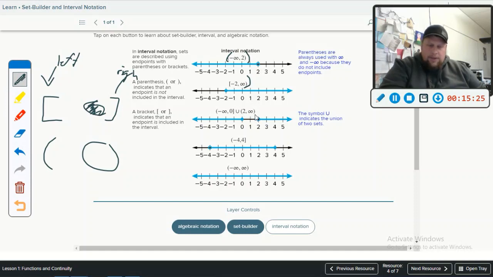This one is everything in between. This is where it's easier. We start at negative 4, but don't include it. We end at positive 4, and we include it. That's why it's square bracket. And then the whole line is just negative infinity to positive infinity. That is interval notation. So let's take a look and see how I wrote it. Okay, I'm going to exit this out.